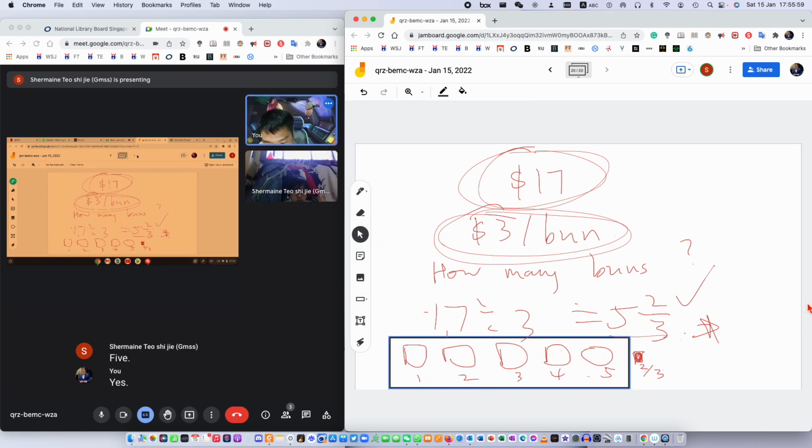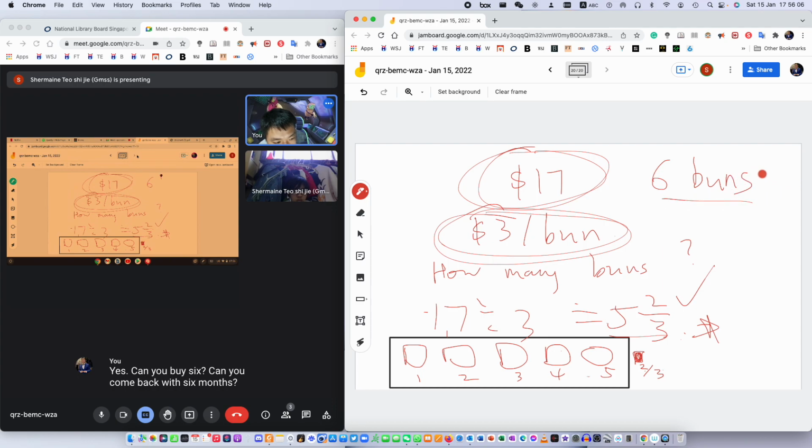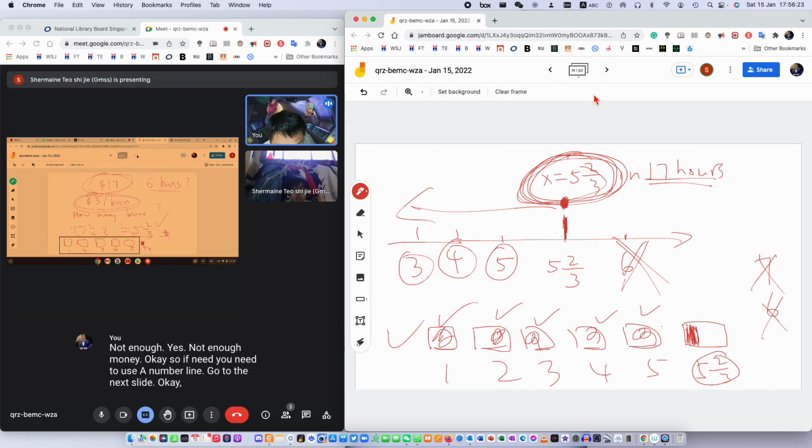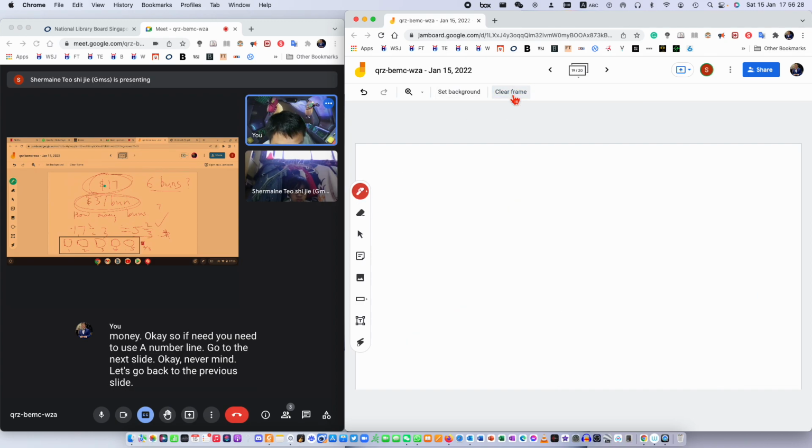Can you buy 6? Can you come back with 6 buns? No. Why not? Not enough money. Okay, so if you need to use a number line, go to the next slide. Okay, never mind. Let's go back to the previous slide. Go to slide 19.